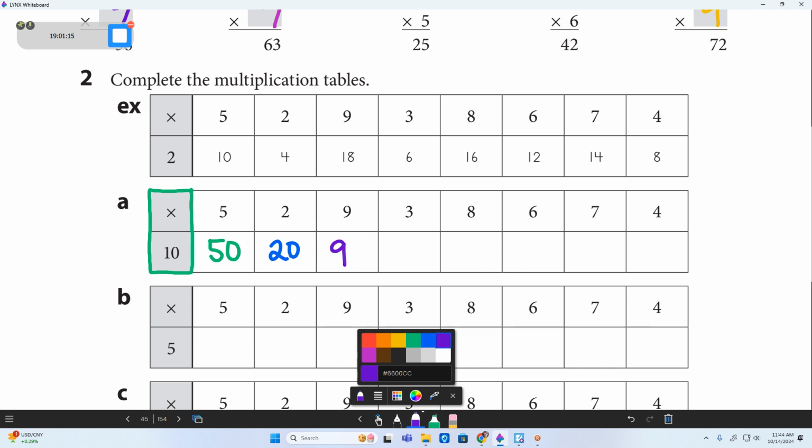9 times 10 is 90. 3 times 10 is 30. 8 times 10 is 80. 6 times 10 is 60. 7 times 10 is 70. 4 times 10 is 40.